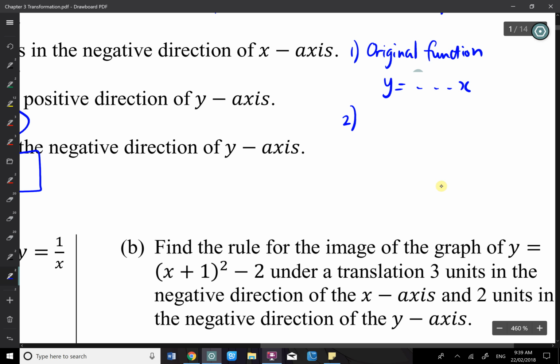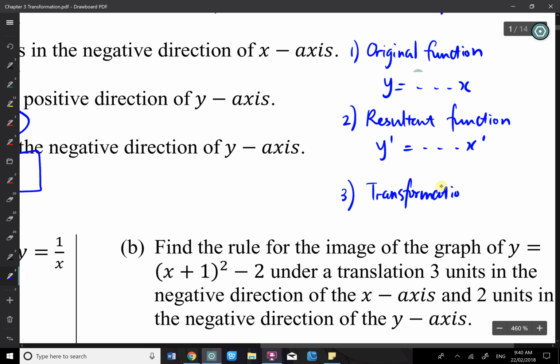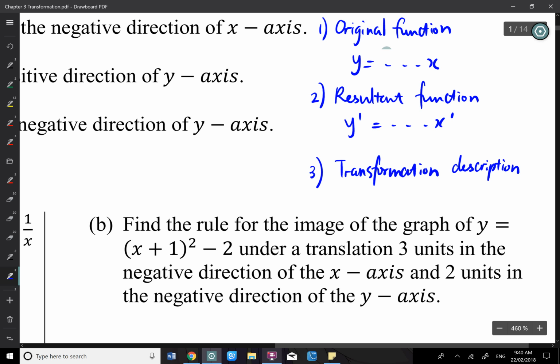Second one, you will have the resultant function. What you have is y dash equals some function of x dash. Number three is the transformation description, which describes how it has been transformed, or a matrix. A matrix is the same as the language.